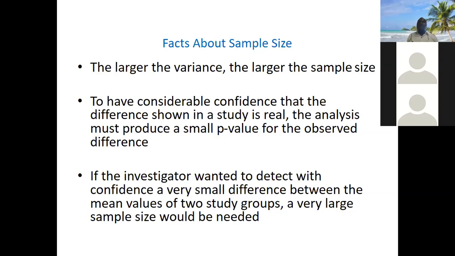So for variability, the measure of variability, if it's higher, you need higher sample size. The difference between two groups serves as the denominator. When the difference is small, you need larger sample size.